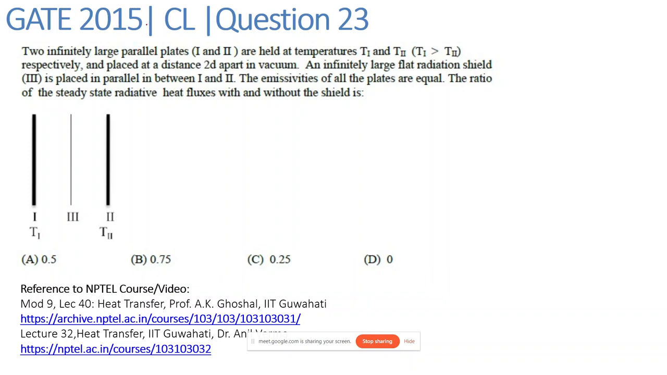The first question that we are looking at is from the GATE 2015 Chemical Engineering paper, question number 23. The question is: two infinitely large parallel plates 1 and 2 are held at temperatures T1 and T2, where T1 is greater than T2 respectively, and placed at a distance 2D apart in vacuum. An infinitely large flat radiation shield 3 is placed in parallel between 1 and 2. The emissivities of all the plates are equal. The ratio of the steady state radiative heat flux with and without shield is dash.